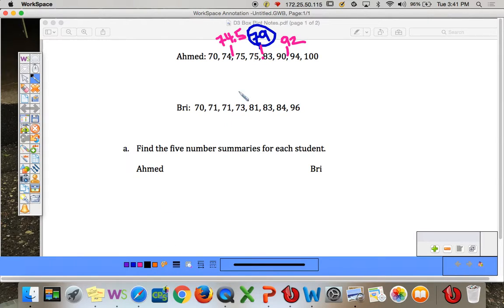And then we know the min, 70, the max is 100. So here's Ahmed's 5-number summary. 70, 74.5, 79, 92, and 100. Okay, let's do the same thing for Bree's.